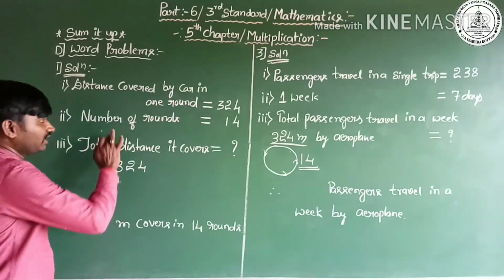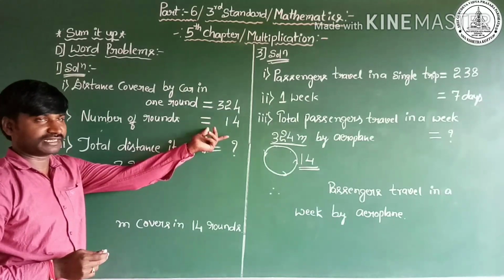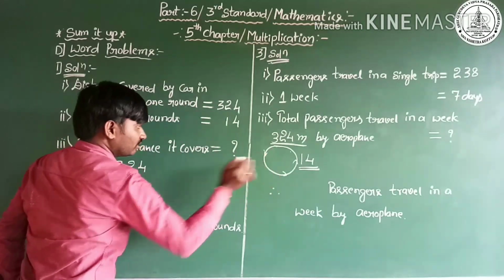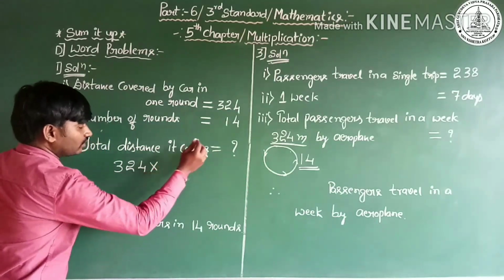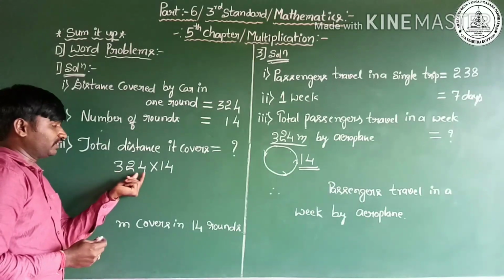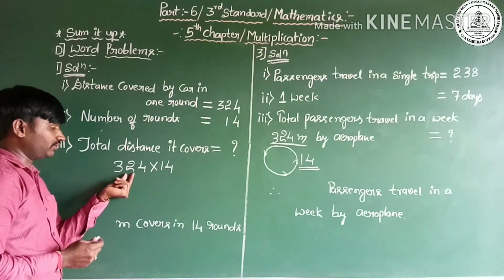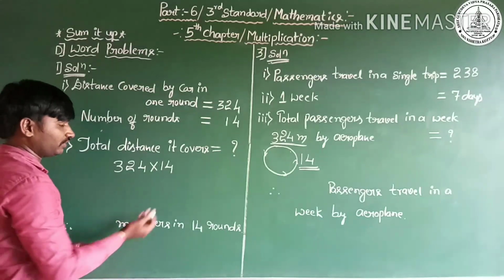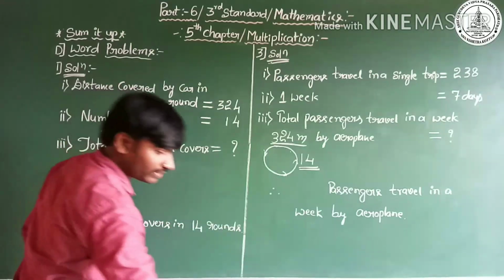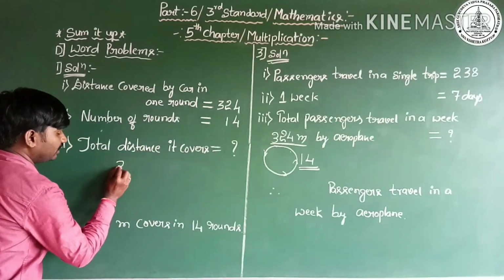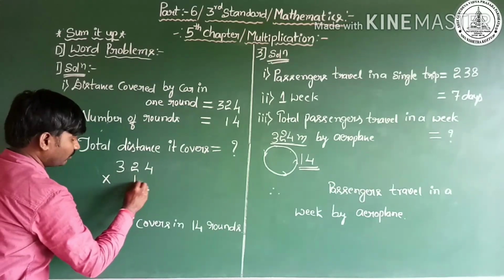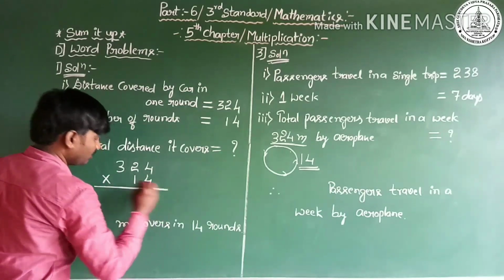meters. The number of rounds the car goes around the circle, into 14 times. Okay, you multiply 324 by 14. You convert it like this, in two steps. 324 multiplied by 14. You also convert it like this.